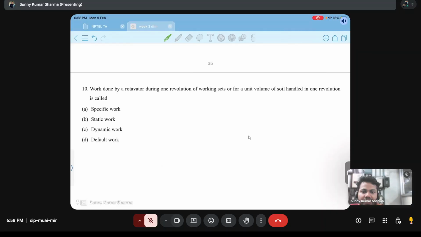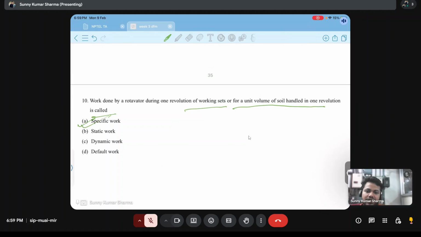And 10th question, that is last question of the assignment, is: work done by rotavator during one revolution of working set, or for a unit volume of soil handled in one revolution, is called. This is a direct question which we have just studied. Specific work. Yes, that is correct. We have just discussed that specific work is the work done by a rotavator in one revolution of working set or for unit volume of soil handled in one revolution.